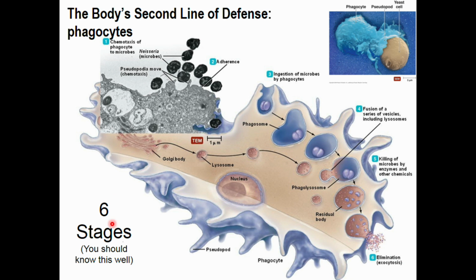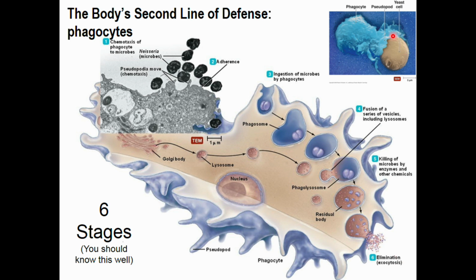So these six stages are, first, chemotaxis: the phagocyte senses the bacteria, so it physically moves toward the bacteria. Once it's there, it binds to it, so it adheres. It ingests, and it fuses the phagosome with the lysosome to create the phagolysosome. It destroys the microbes by enzymes and other chemicals and uses these nutrients. And then there is exocytosis, which is the elimination of the non-digested material.